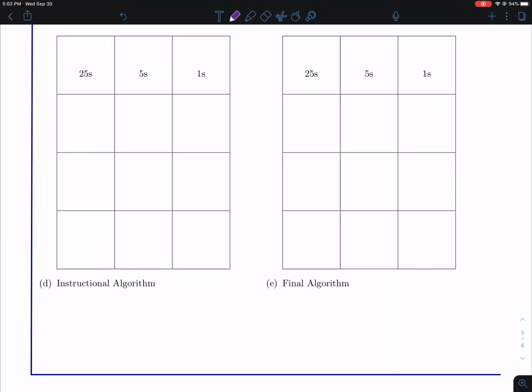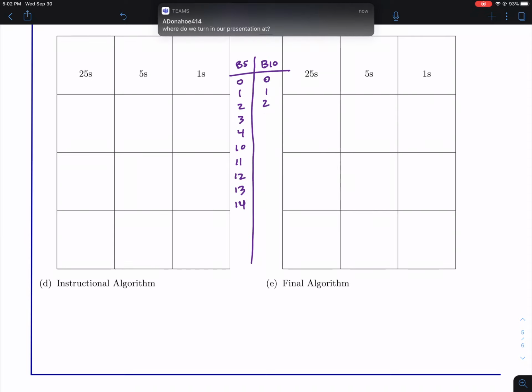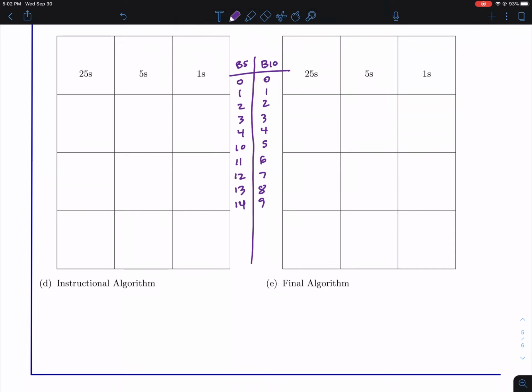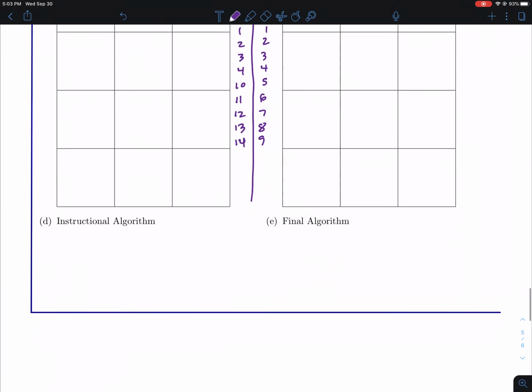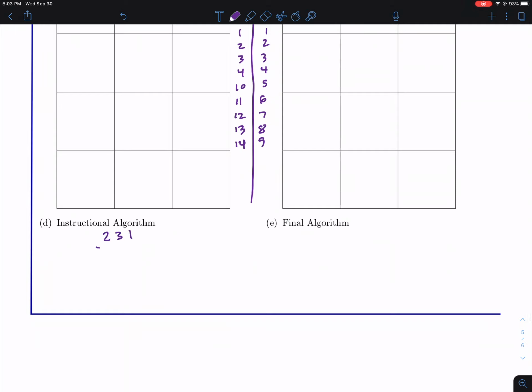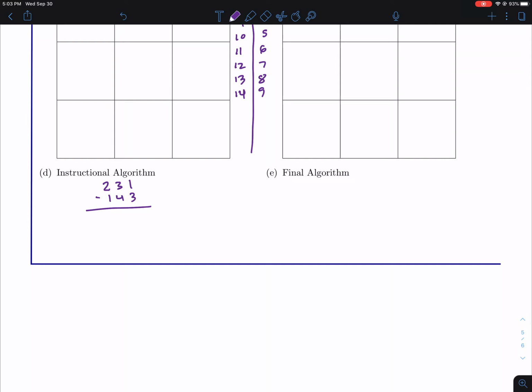So again, just for reference, I'm going to do my little chart again just in case I need it. So I've got my base 5 and my base 10. So 0, 1, 2, 3, 4, 5, 6, 7, 8, 9. And so again, what was our number? 231 minus 143. So in this case, same idea.